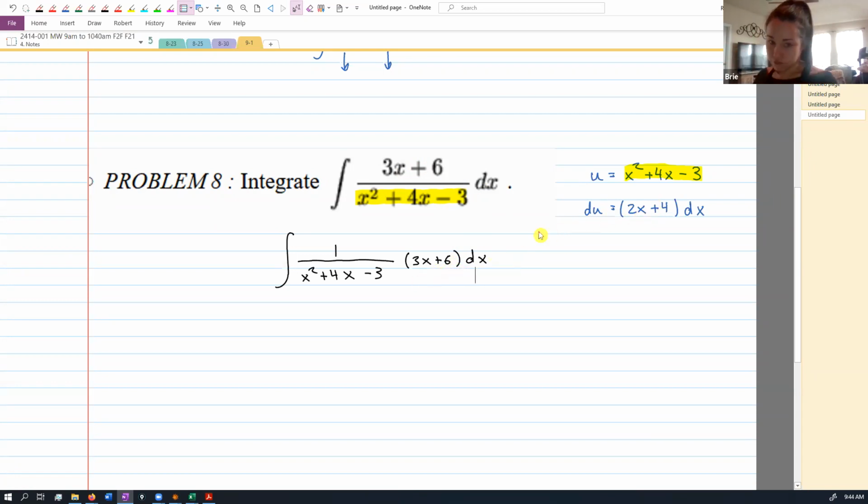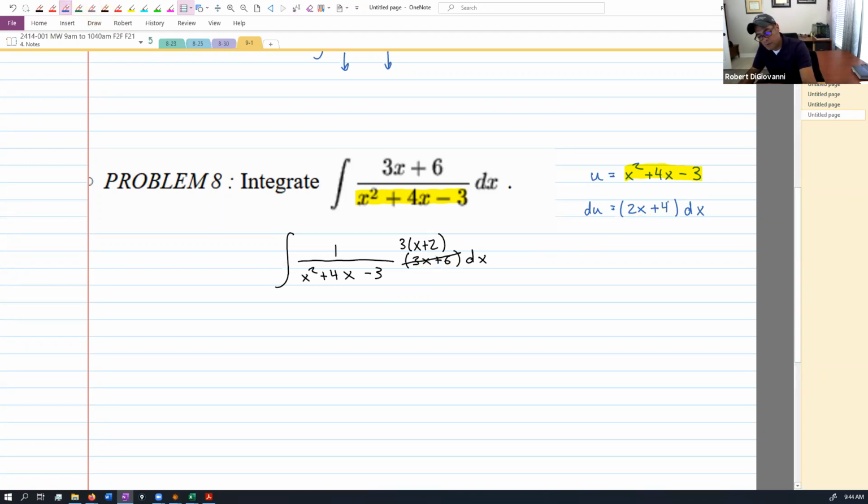We need to get them to match. What's that, Bree? Can't you take the 2 out and then the 3 out and then you have x plus 2? Oh, okay, so do you all see that? We could rewrite this as 3 times x plus 2, right? Just factor a 3 out of both of those. And over here, Bree said you could take out a 2. So that could become 2 times x plus 2 dx. Now we have an x plus 2 in both of these, right?